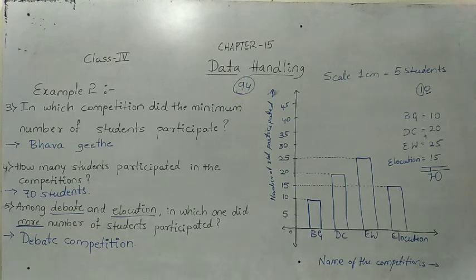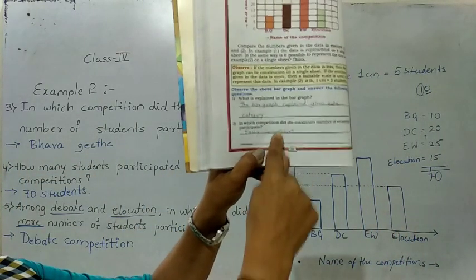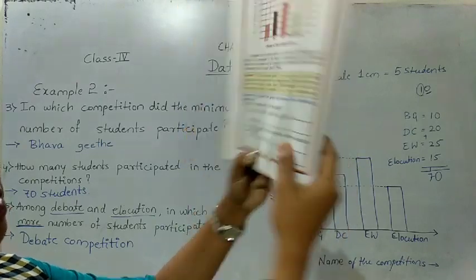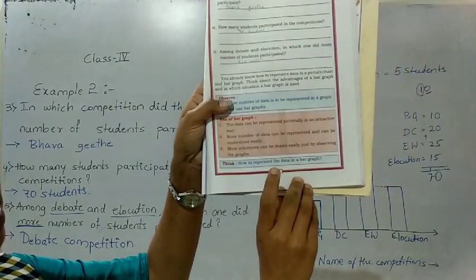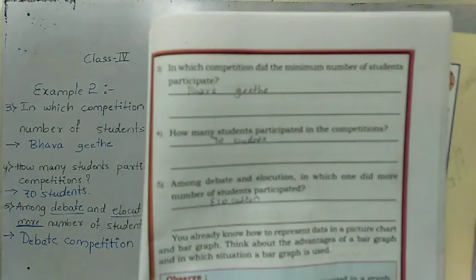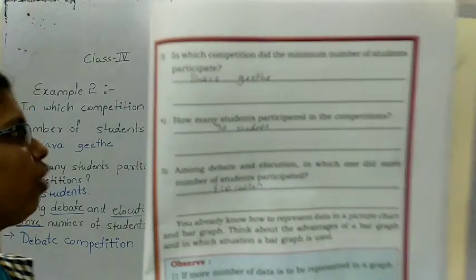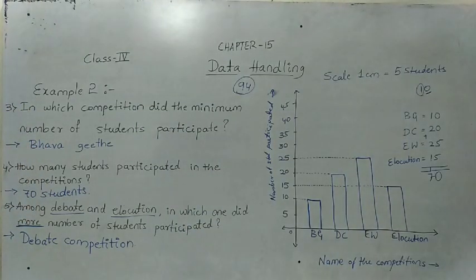See dear students, in your textbook, page number 94, here two questions are there. You should write the answer for it. And in page number 95, here three questions are there. You should write in your textbook. Don't write in your classwork book. Just write in your textbook. Page number 94 and 95.